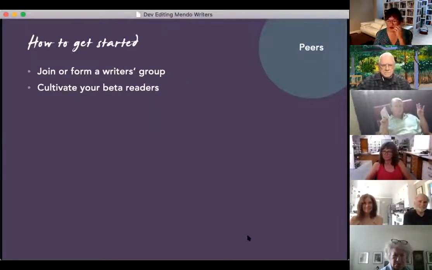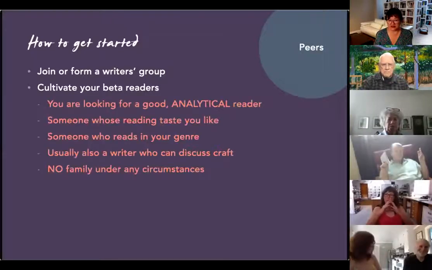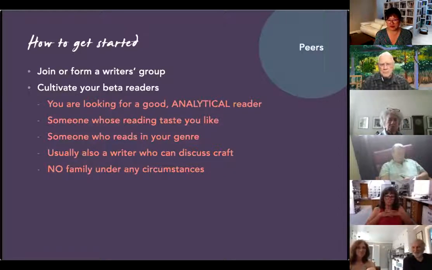Then what you want to do is cultivate your beta readers, right? These are the people who, when you have a full draft, are going to read you from beginning to end. And you want to do a few things. You're going to look for a good analytical reader. A good reader is important, and so you pay attention when you're in writers groups. In a group of 6, maybe 1 or 2 of them would be a very good beta reader for you. You need someone whose reading taste you like. You need someone who happens to read in your genre. You also want a writer usually, so that they can actually discuss craft, but that's not always the case.